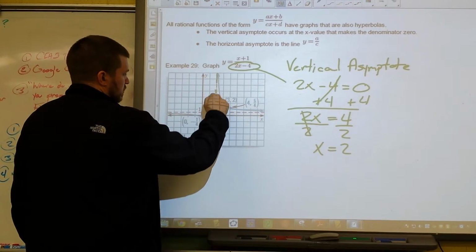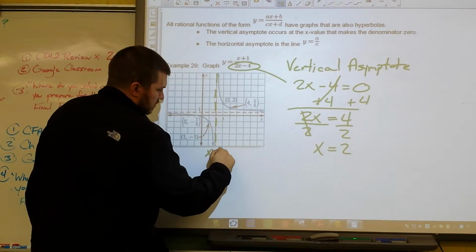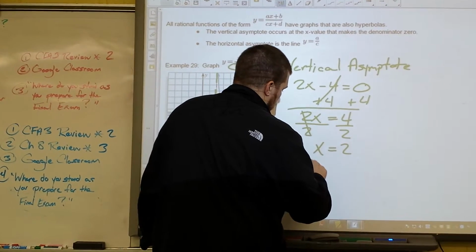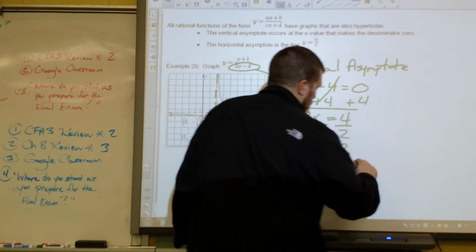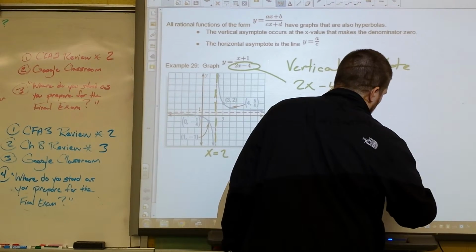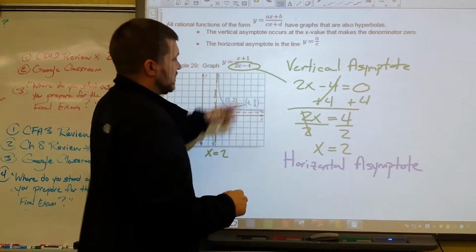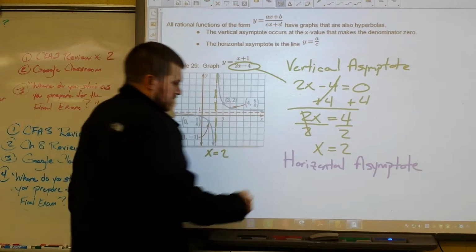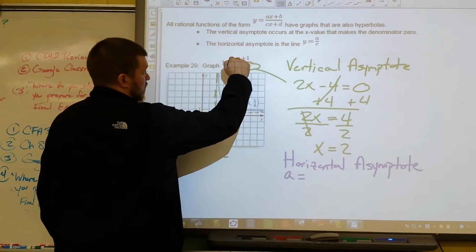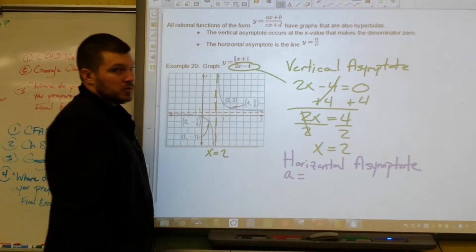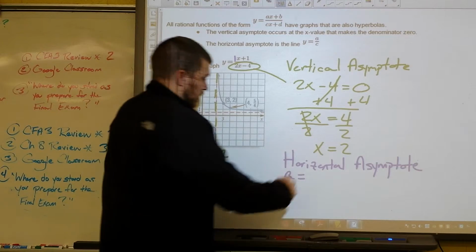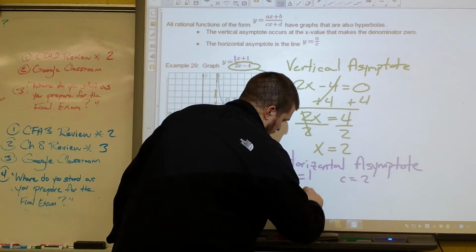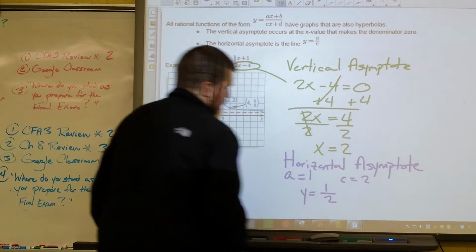So right here is x equals 2. And for my horizontal asymptote, we know from our rule that it's the line y equals a over c. So I need to look at the function that's given to me and figure out what a is and what c is. Based on the pattern, a is the number in front of the x, so that has to be a 1. It's kind of hidden, but it's understood to be 1. And then c happens to be 2. So that means my horizontal asymptote is at y equals 1/2.